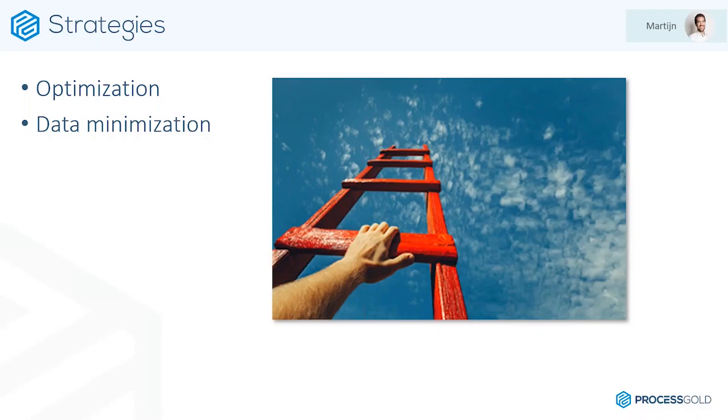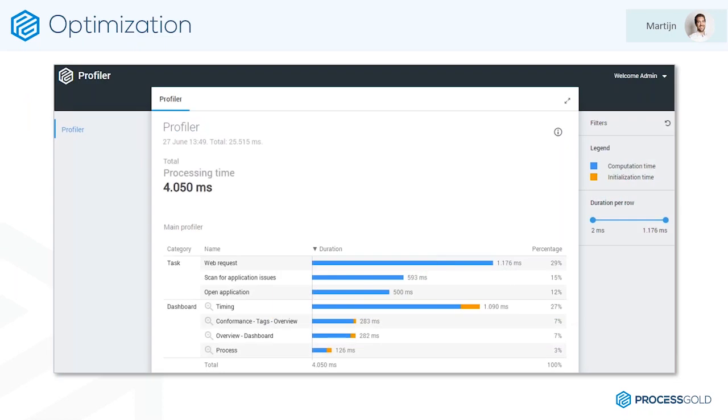We basically have two strategies to do this. One we call optimization, the other we call data minimization. Now, optimizations are these small tweaks to your dashboards or expressions to squeeze out the last bits of performance. And you can use the profiler feature we made in ProcessGold 17 to do that.